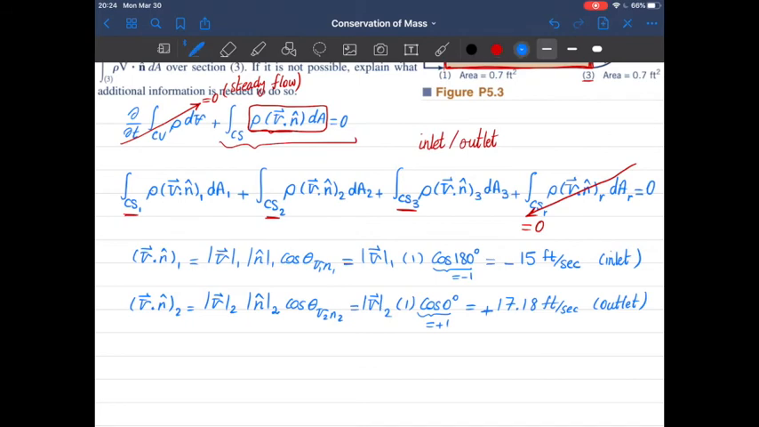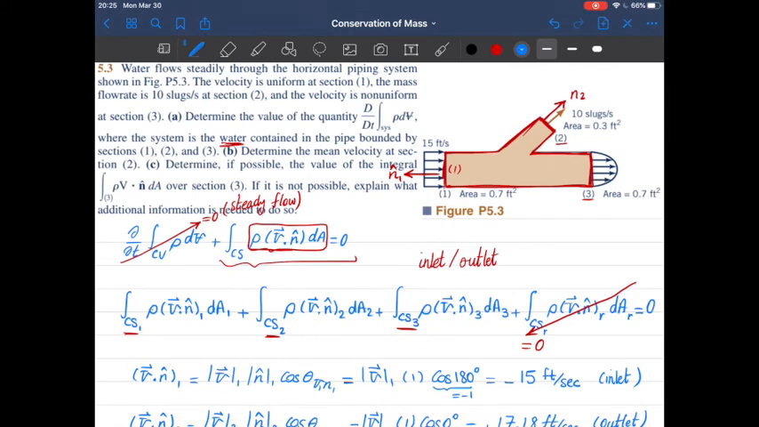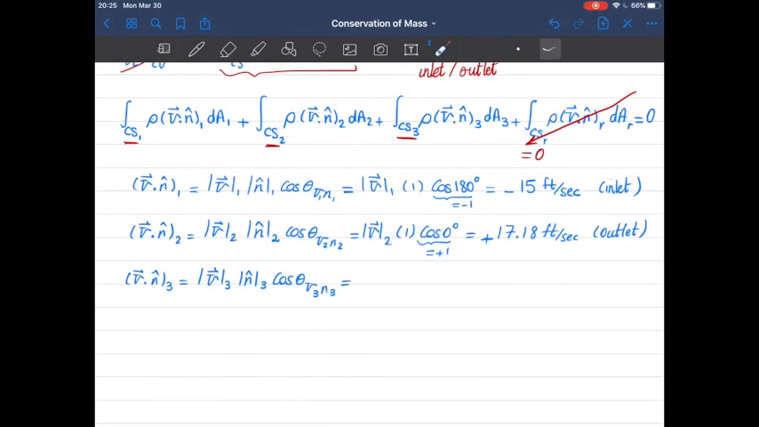Then we can write the same thing for surface number 3. The magnitude of the velocity at surface number 3 times the unit normal, and again cosine of theta between these two vectors, where again here the velocity is going to the right and it's in the same direction as the normal to the surface. So theta is 0, cosine of theta is 1, and this will be equal to the magnitude of the velocity vector at surface 3.